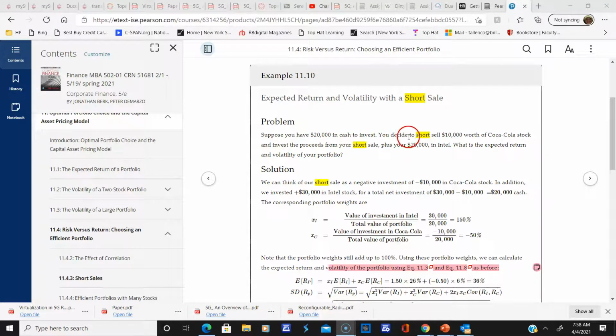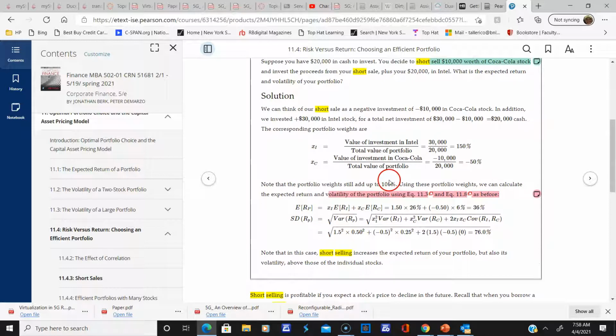Basically, you're going to short $10,000. You're going to short sell, which is selling stock you don't own, hoping that the price will go down and you buy it back at a cheaper price. So if you look here, here are the portfolio weights of Intel and Coca-Cola. You'll notice for Coke it's negative because you borrowed, you're short selling it. It still adds up to 100%.